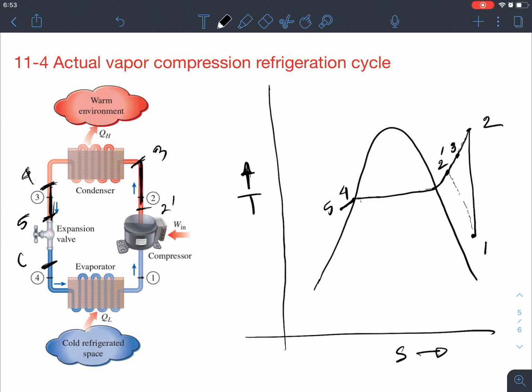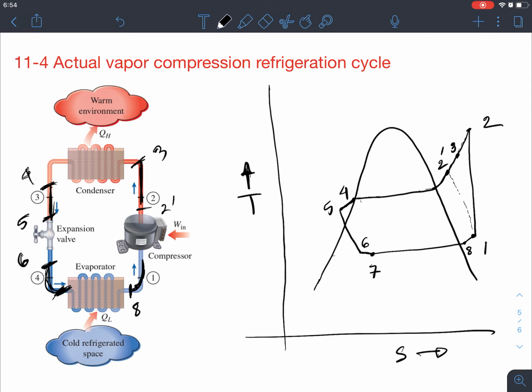Then from 5 to 6, if we consider this point as 6, the expansion is happening. From 6 to 7, this pipeline further loses or drops the pressure. So this point would be 6, and this point would be 7. Then 7 to 8 looks somewhat like this, and 8 to 1 is this pipe, where this is 8 and this is 7.